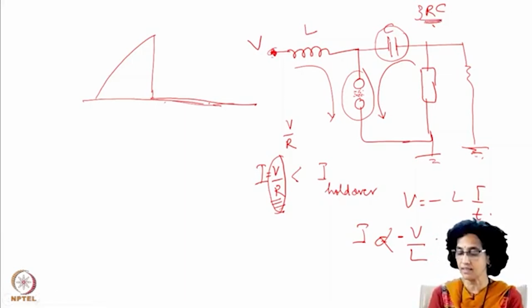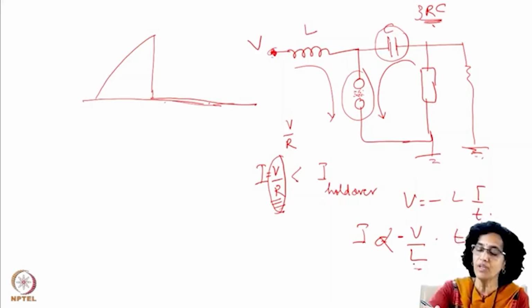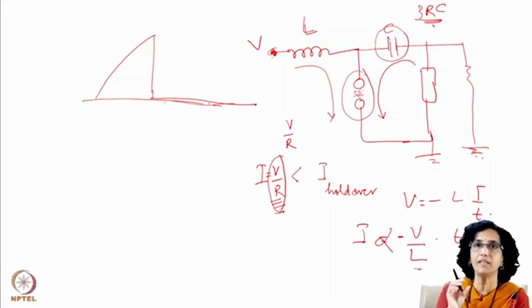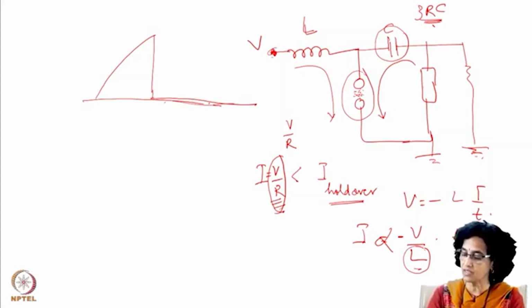Now, in this case, at time t equal to 0, the current is 0. And as t increases, the current also increases. And this current is inversely proportional to L. So we have to choose our L so that we ensure that within this time, which is called the recovery time of the switch, the current does not exceed this holdover current. So our L has to be so chosen that in this time, which is called the recovery time of the switch, this V by L into T is less than I holdover.